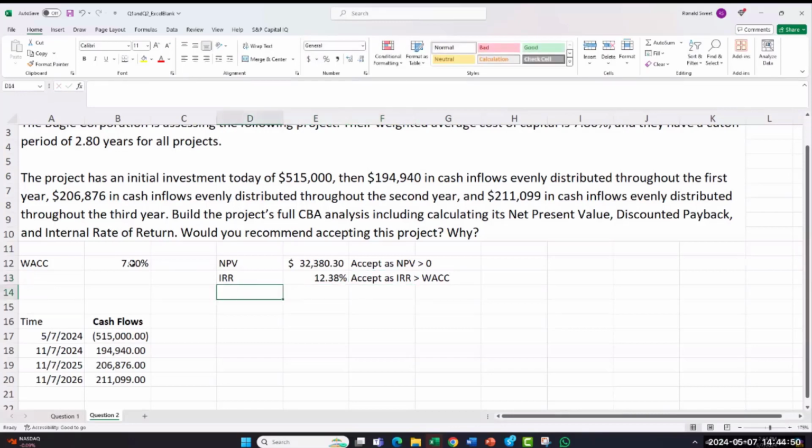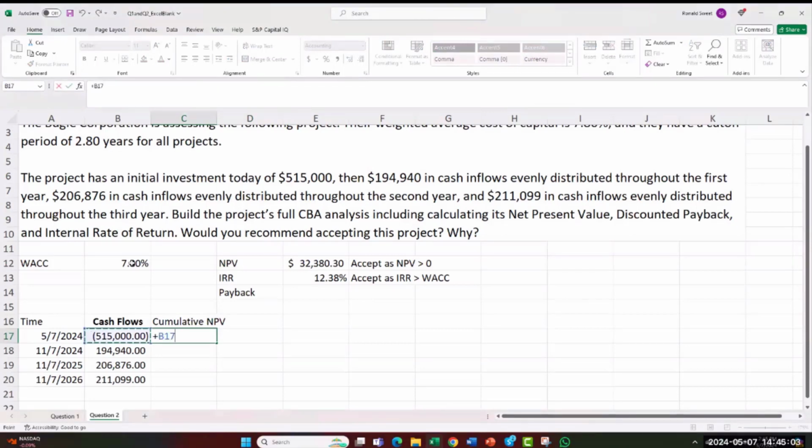And then the hard part is the payback. And I realize this is really tough. So you want to do cumulative net present value. So you start off with a deficit of 500,000, and then you do the next one equal X NPV. You have the rate, and you want to lock that in, comma, the values. We'll talk about how to lock that in, comma, the dates.